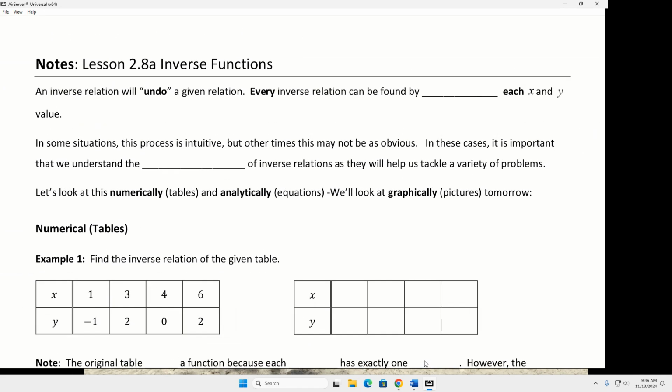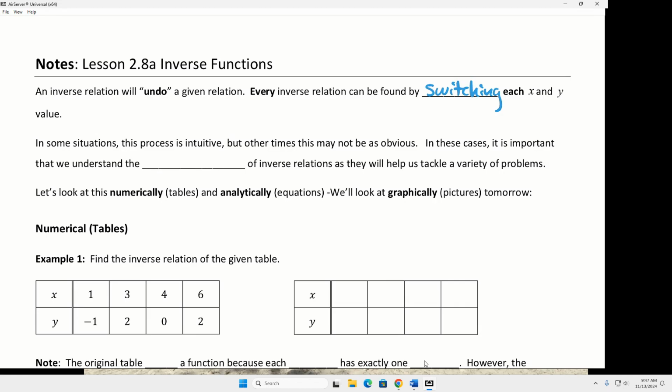Right. So today we're going to start talking about inverses. And here we go. All right, so an inverse will undo what the original relation or function did to the problem. So like if you plug in a 2 and you get a 7, the inverse would take the 7 and turn it back into a 2. And so every inverse relation can be found by switching each x and y value.